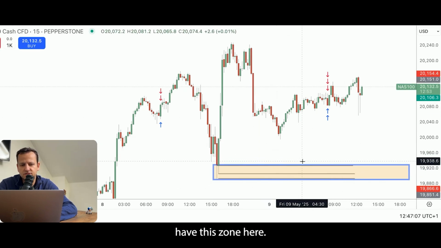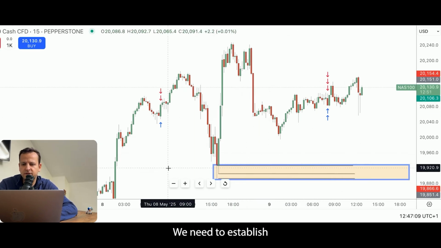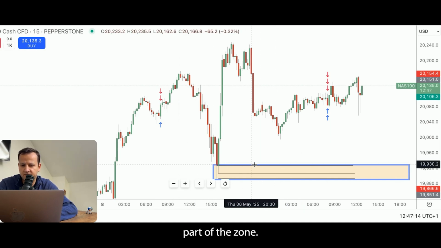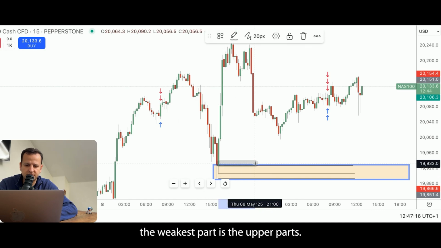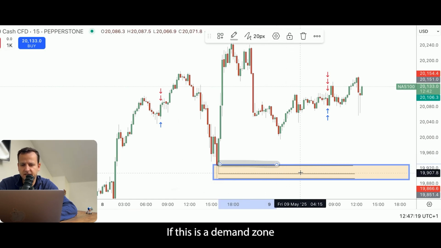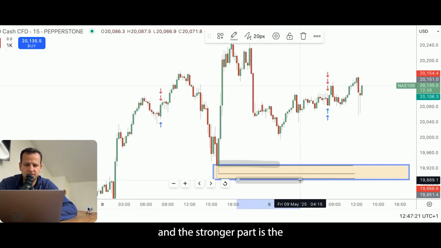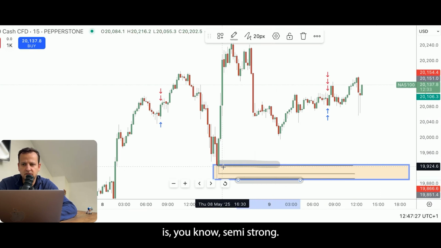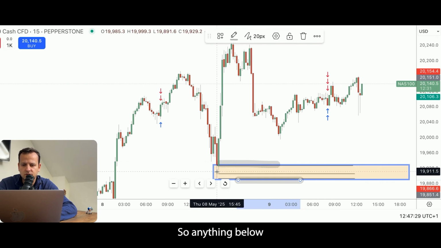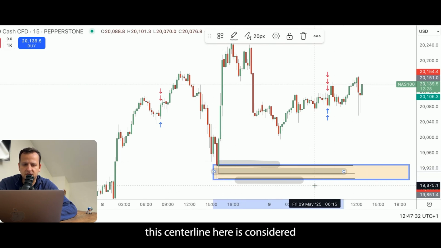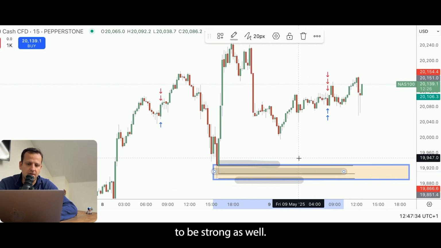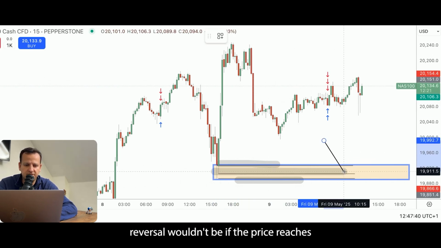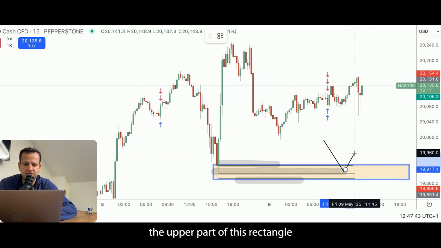All right, guys, so we have this zone here. Then what is the next step? We need to establish what is the strongest part of the zone and what is the weakest part of the zone. For me, the weakest part is the upper part, if this is a demand zone, and the stronger part is the bottom of this rectangle, or the lower boundary. And anything in between is semi-strong. Anything below this center line here is considered to be strong as well. So usually, for me, a good indication of a price reversal wouldn't be if the price just reaches the upper part of this rectangle.